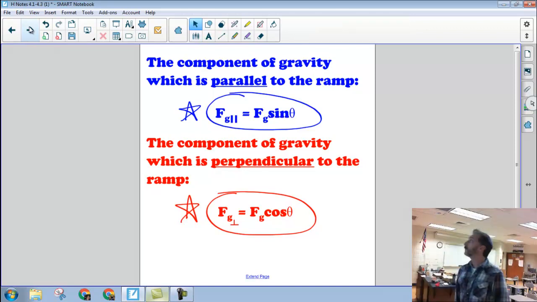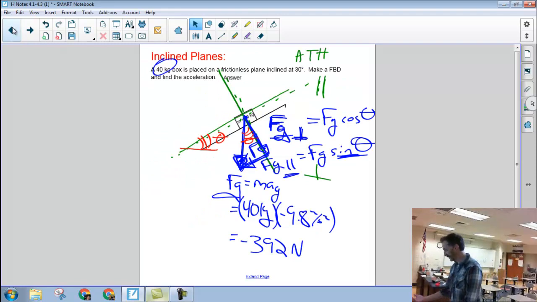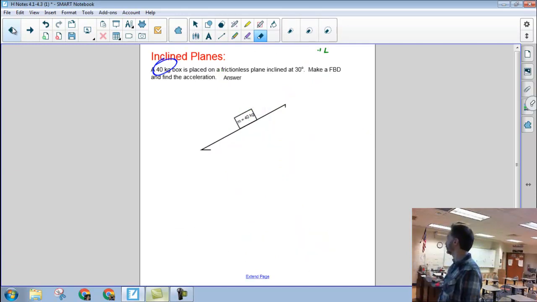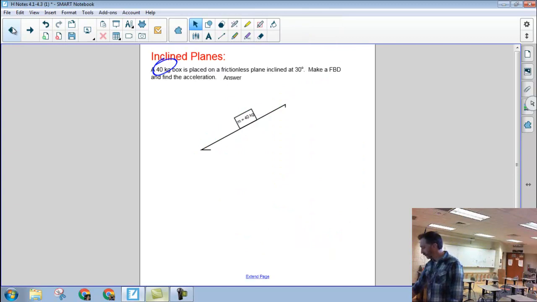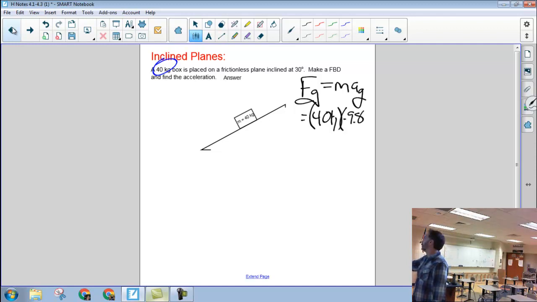All right? So now what we're going to do is, well, let's clean up this drawing a little bit here. So starting this problem from scratch, what we would have done is we would have said, oh, I've got a 40 kilogram thing. So 40 kilograms times gravity gives you negative 392 newtons. So that would be your step one.